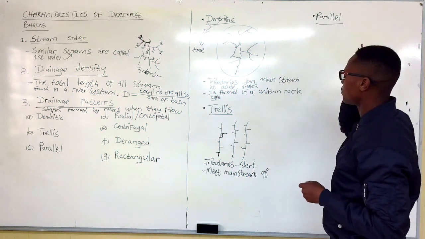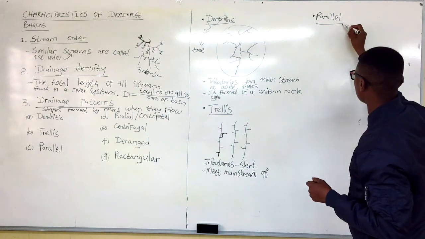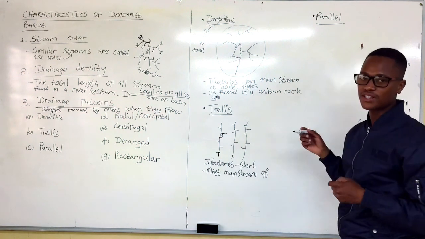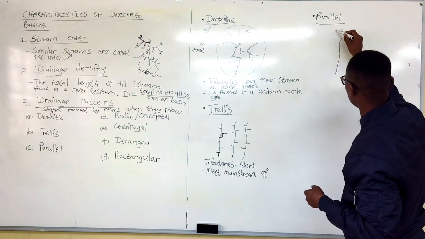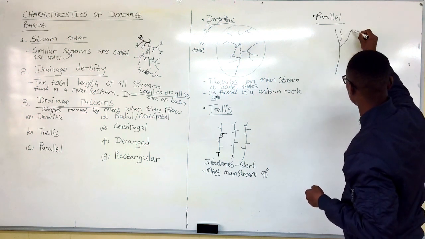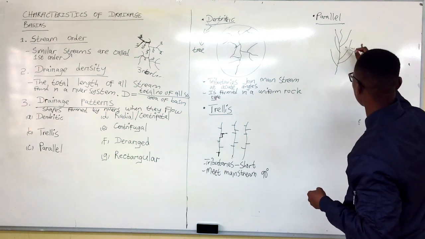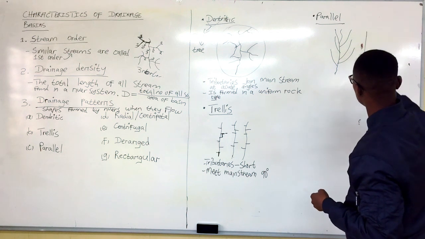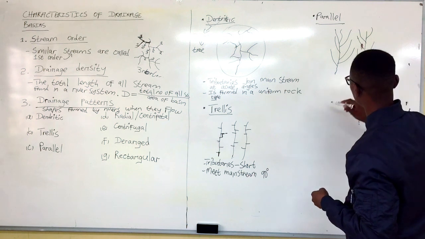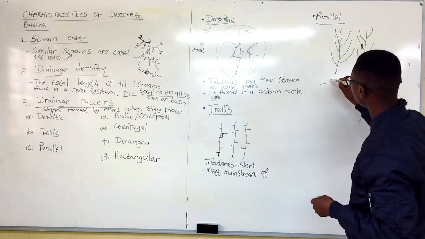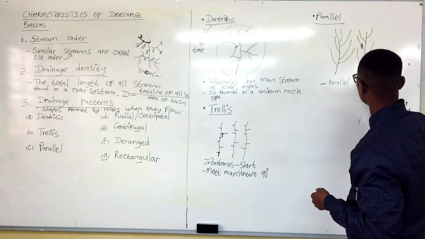The word parallel shows you that all of the streams are parallel, and then their tributaries are also parallel to the main stream. So this is our parallel. You can see the tributaries are parallel to the main stream. It's something like this. So we have parallel streams.